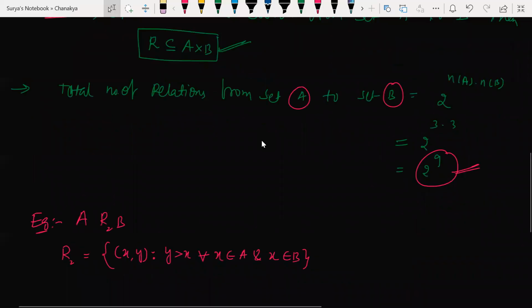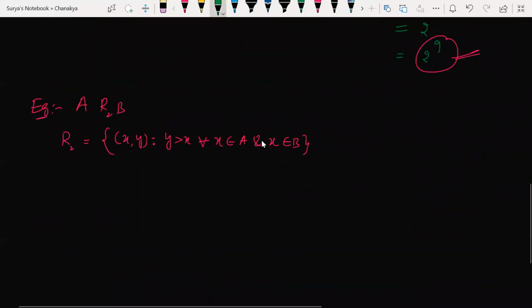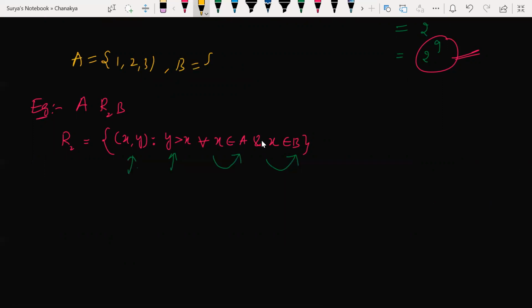Exactly, sir. Right. So A R to B. This is the relation given to you. Now relation 2. What is the relation 2 given here? X comma Y such that Y greater than X for all X belongs to A and Y belongs to B. Now, sir, you didn't give set A and set B. You take same sets. What were the sets here? Set A was 1, 2, 3 and set B was 4, 5, 6. Now tell me the relation. This is a set builder form. Write the roster form. Quick.